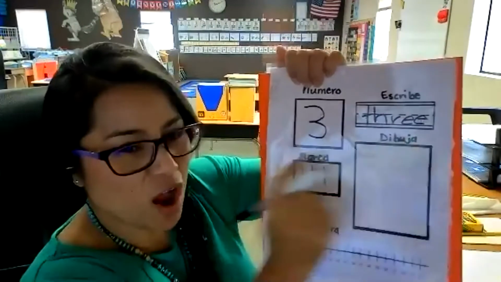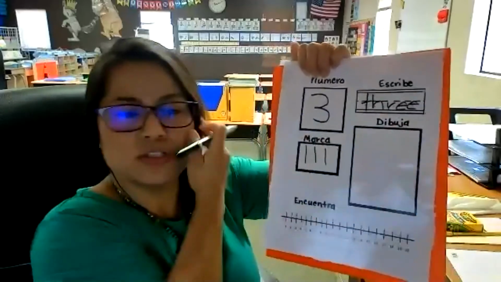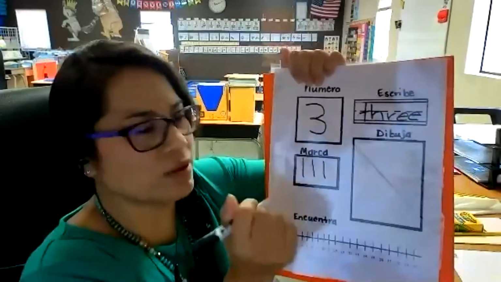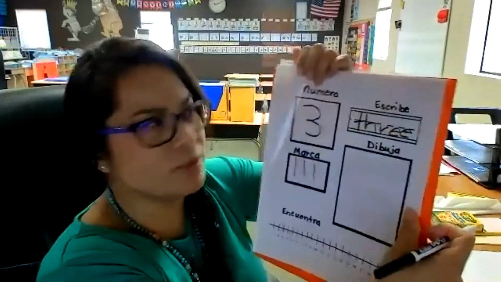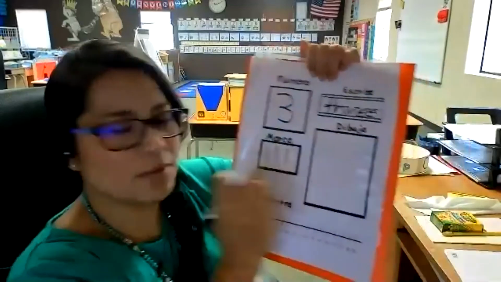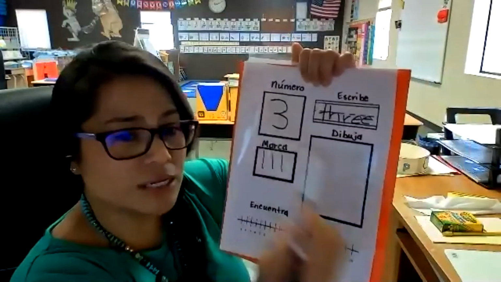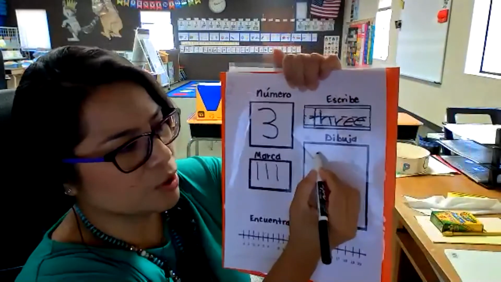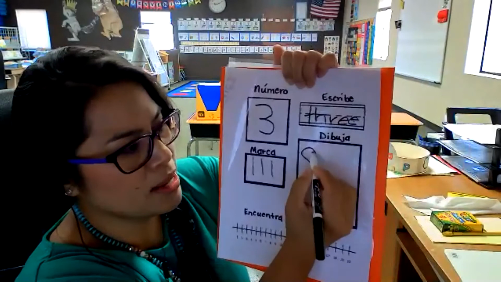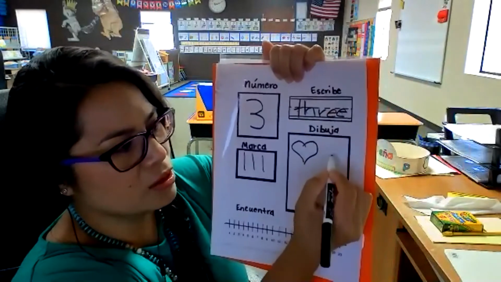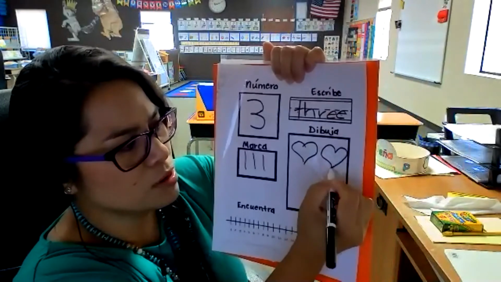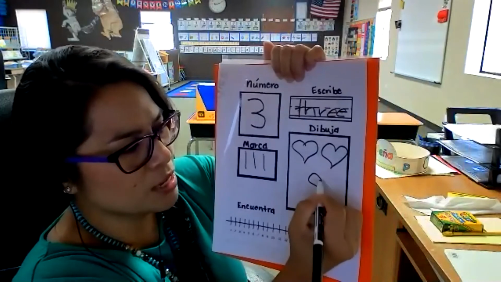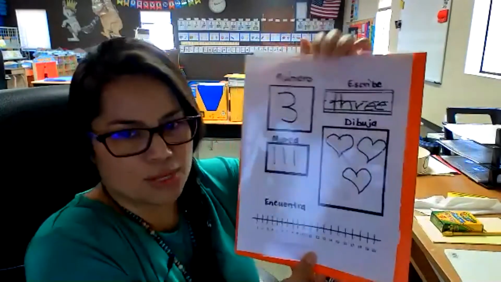And now we're going to draw objects, draw something to show the number 3. Okay, and I'm going to draw hearts. How about we draw hearts? You can draw whatever you want, but I'm going to draw hearts. And I'm going to count as I draw to make sure that I draw the correct amount. Here we go. 1, 2, 3.